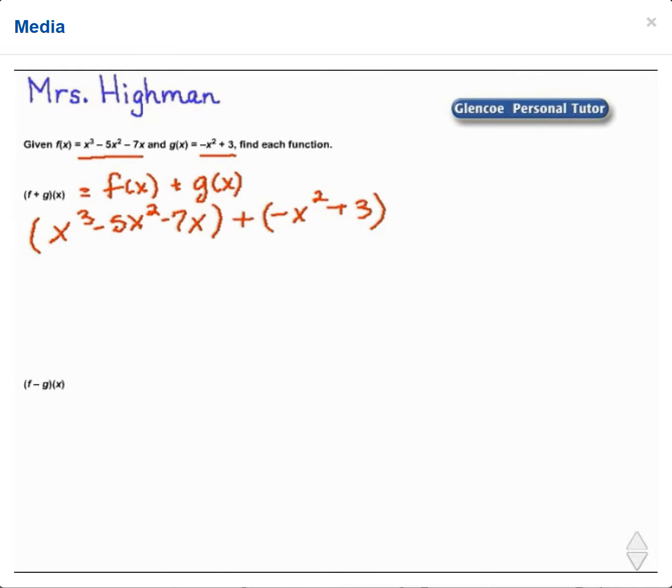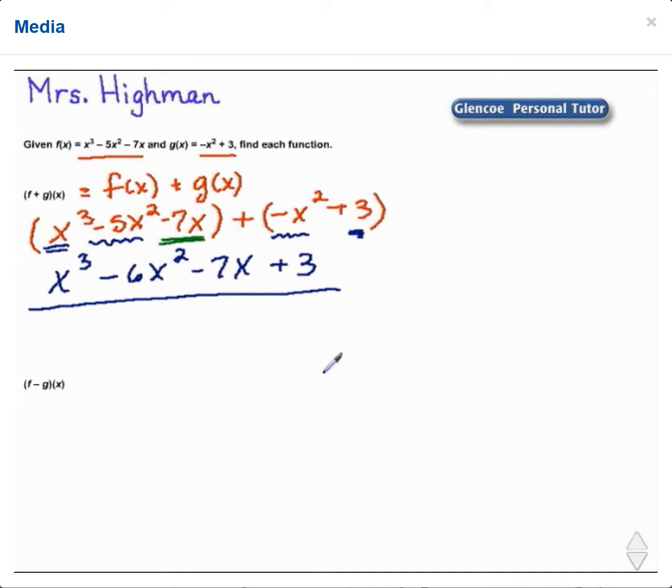So I see first we have an x cubed and no other x cubed terms. So we'll start with that. We have 1x cubed. Then we have negative 5x squared and another negative 1x squared. So that would be negative 6x squared. And then our next term would be a negative 7x, and no other x's to combine with that. So we now have minus 7x. And then our constant, plus 3. So f plus g of x equals x cubed minus 6x squared minus 7x plus 3.